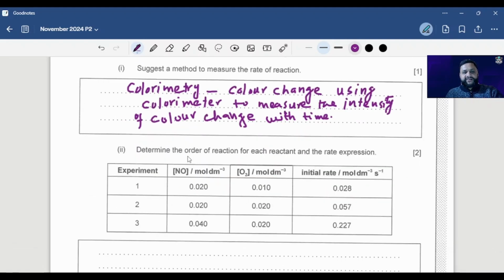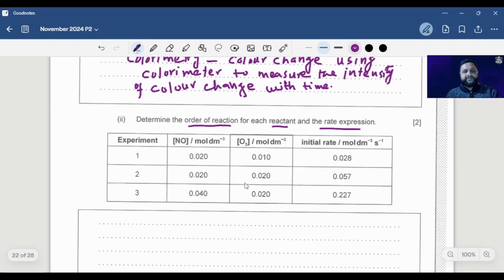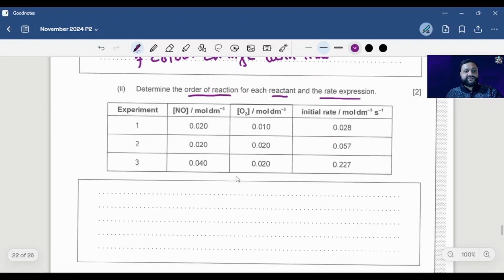Determine the order of reaction. So order of reaction for each reactant and the rate expression. So we have been given experimental data and asked to find out the order of reaction with respect to each of the reactant and then write the rate expression. We can compare experiment 1 and 2 where the concentration of NO is kept constant and concentration of O2 is changed. So the concentration of O2 is doubled, so it changed by a factor of 2. And if we look at the initial rate, so rate also becomes doubled.